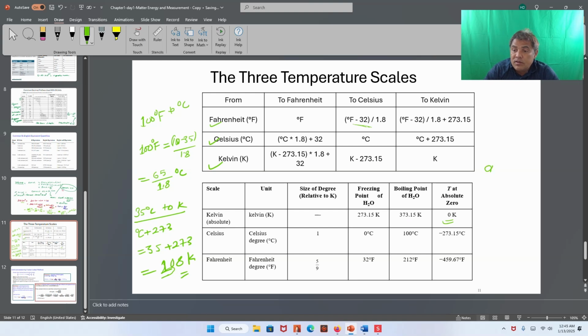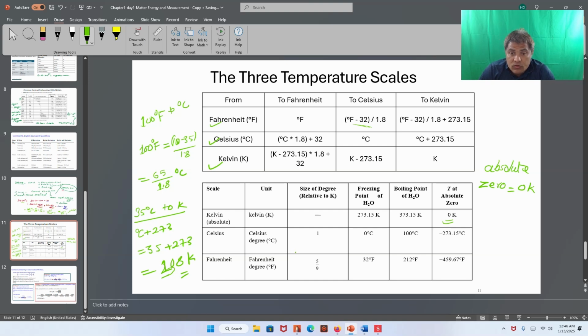Absolute 0 means 0 Kelvin. Nobody can get 0 Kelvin. It's very difficult. Okay, you cannot get 0 Kelvin easily. So it's just hypothetical. This is just a theoretical thing.